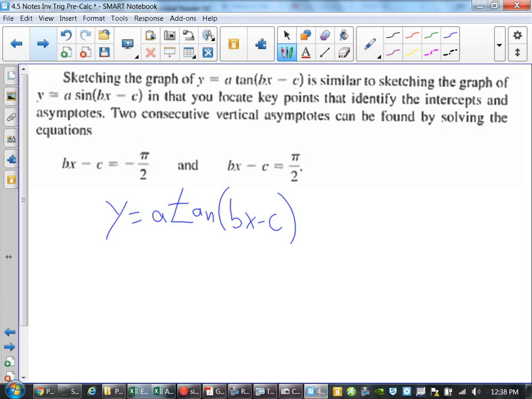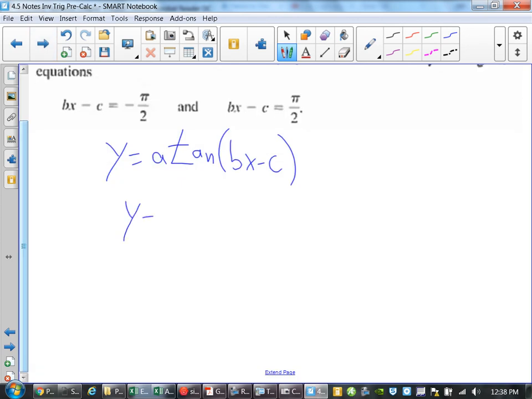So let's do this. Let's put a 2 out in front of this. Let's make it interesting. Negative 2 tangent of parentheses 2x minus pi over 2.